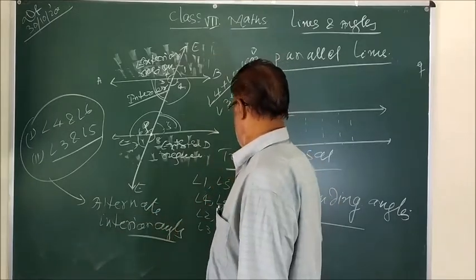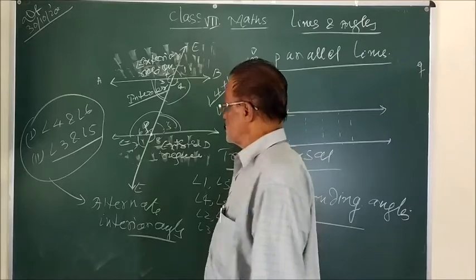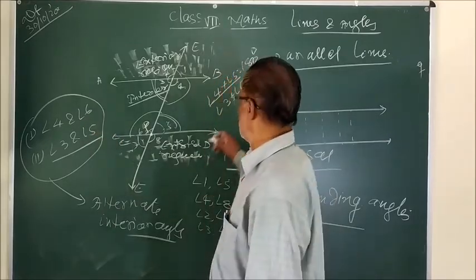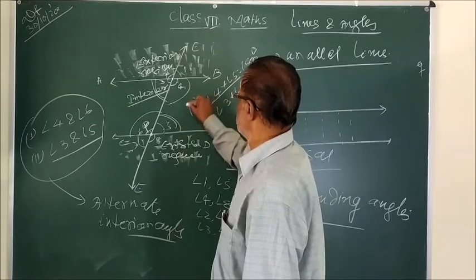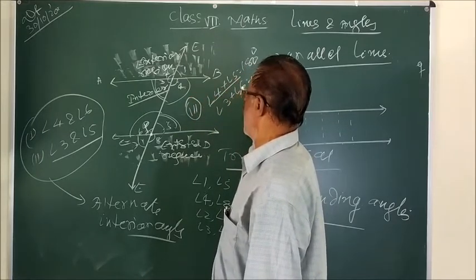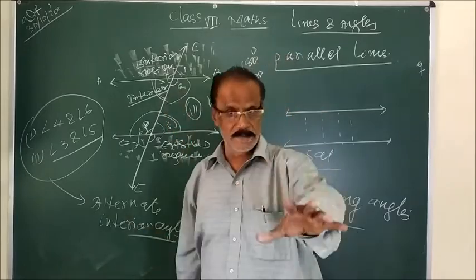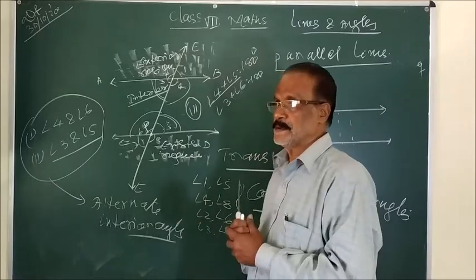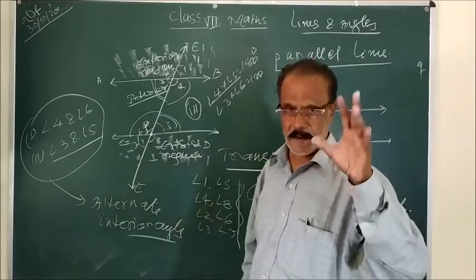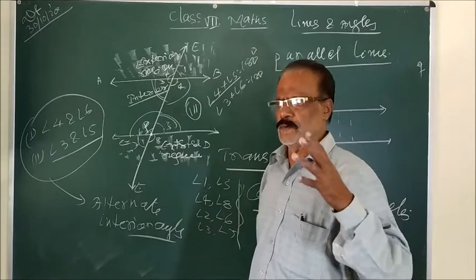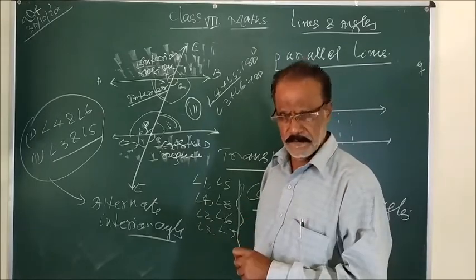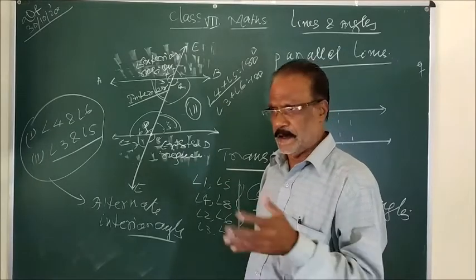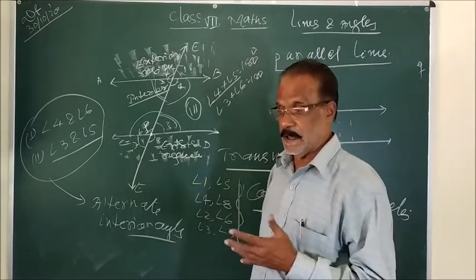So each pair of corresponding angles is equal, each pair of alternate interior angles is equal, and number 3, the sum of two interior angles on the same side of transversal is 180 degrees. So these are 3 important properties when two parallel lines are cut by transversal. So I suppose you must have understood. And if you find any problem, you can see your book and you can compare whatever I have explained.